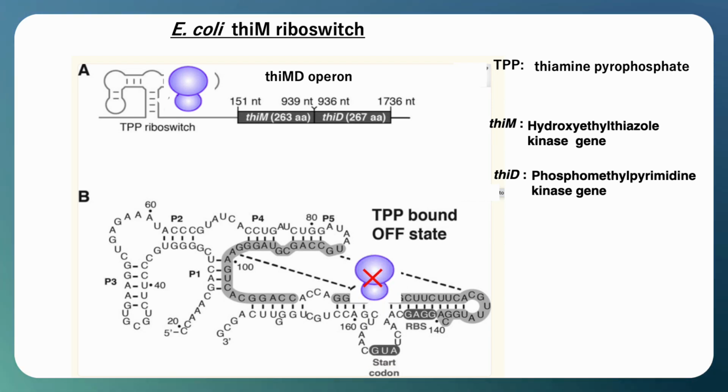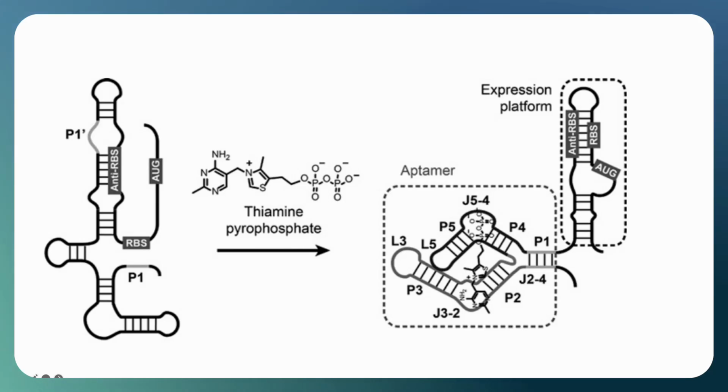In this way, when the TPP concentration is high, the translation initiation of the messenger RNA is inhibited, thus suppressing the production of TPP. Let me explain using a different diagram. When thiamine pyrophosphate is not attached, the ribosome binding site and the translation start codon are exposed, allowing translation to begin normally.